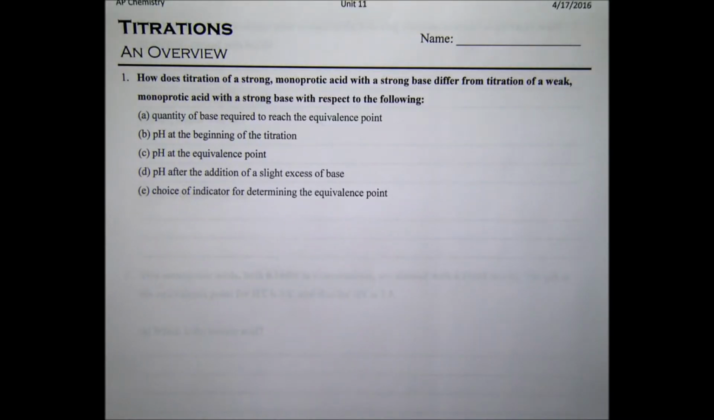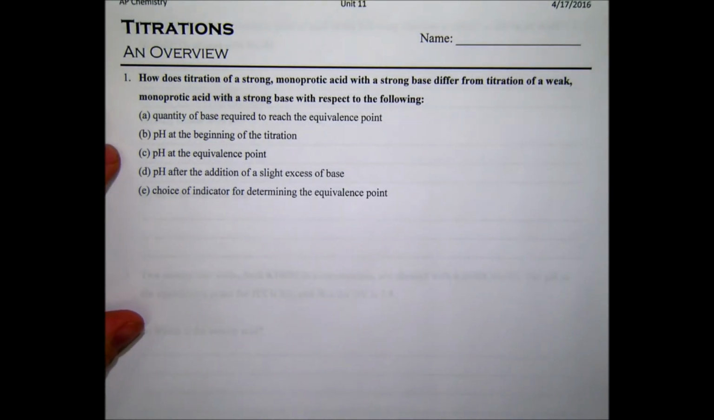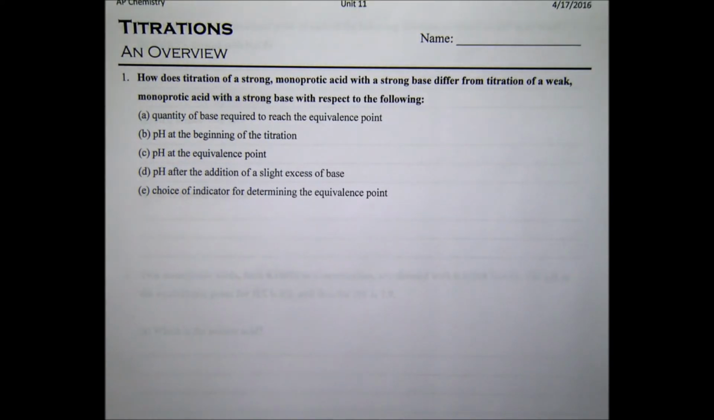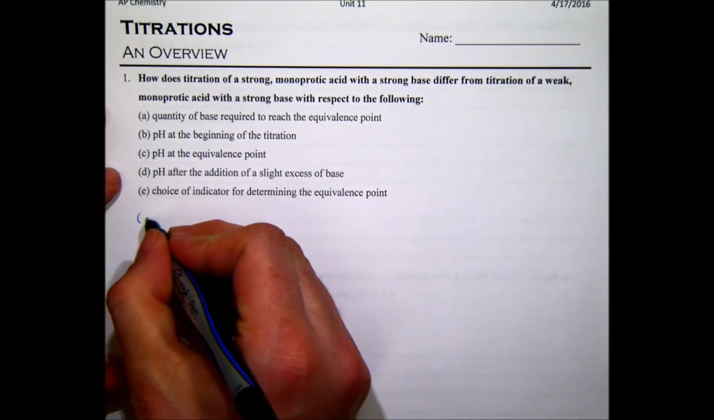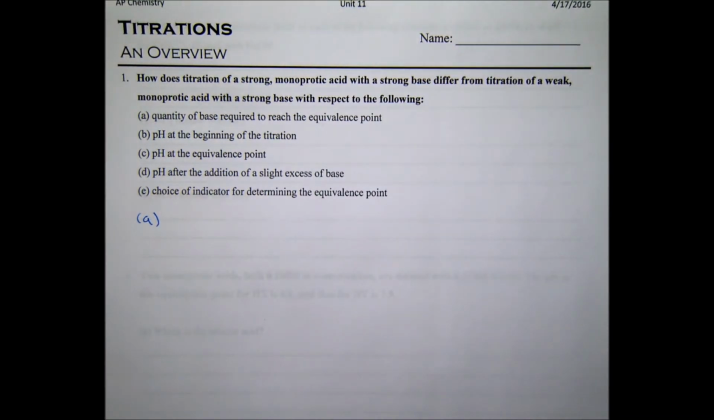So in this section, we're going to have a look at titrations and the calculations that surround them. We've already done the theory, so I think we should now move and talk about what that means when we are in the lab or when we're doing calculations surrounding titrations. This question says, how does the titration of a strong monoprotic or one proton acid with a strong base differ from the titration of a weak monoprotic acid, for example acetic acid, with a strong base with respect to the following criteria? So we have 5 different things we're going to look at.